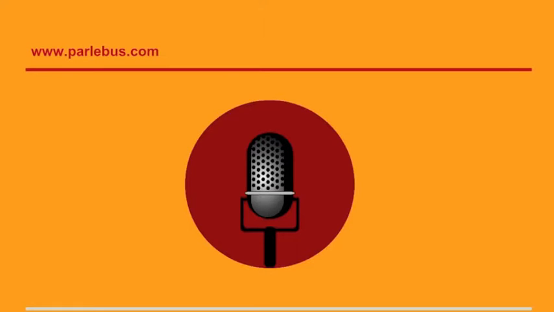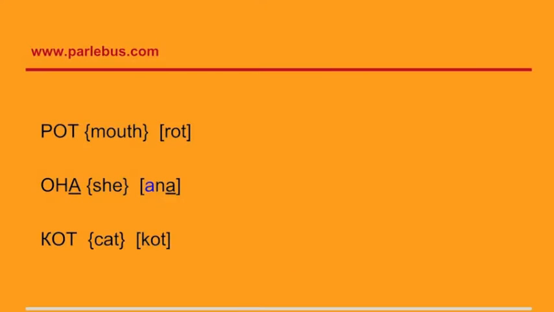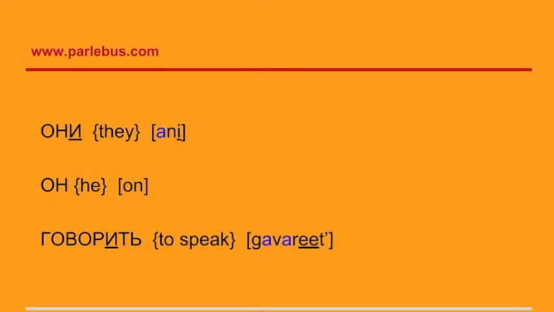Now practice saying these words. Рот, mouth. Она, she. Кот, cat. Они, they. Он, he. Говорить, to speak.